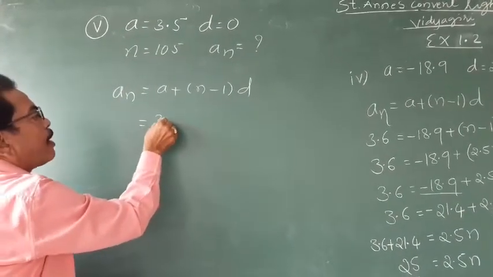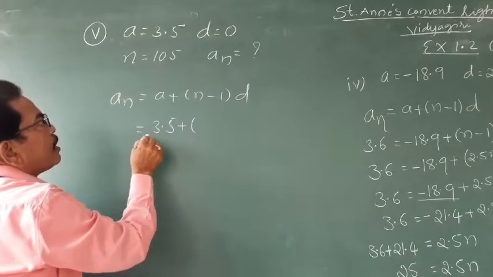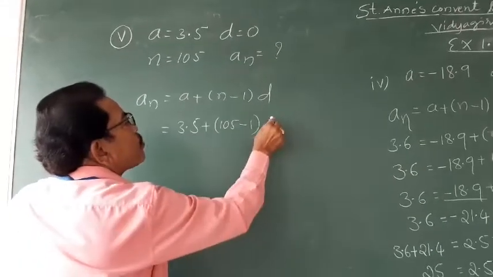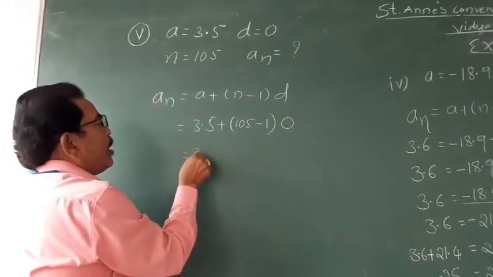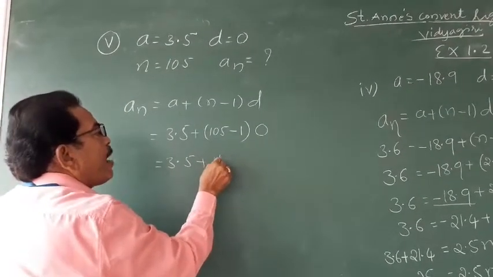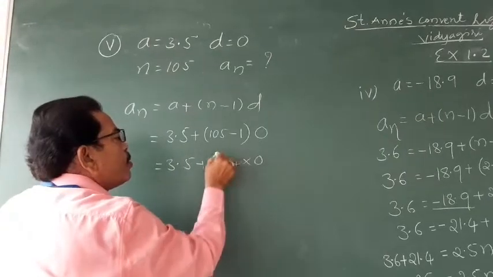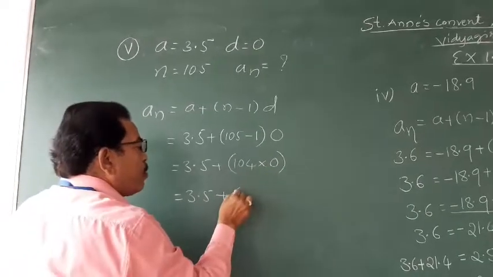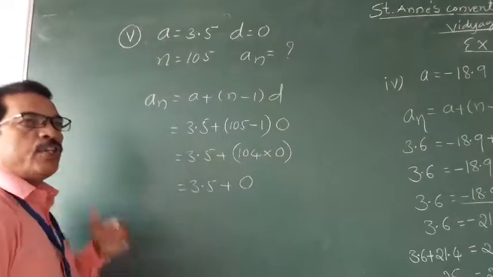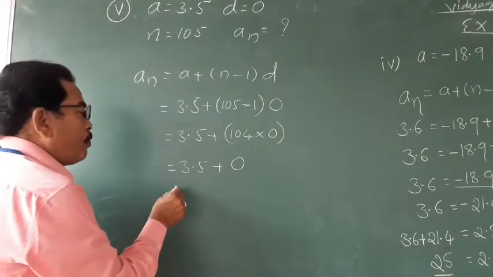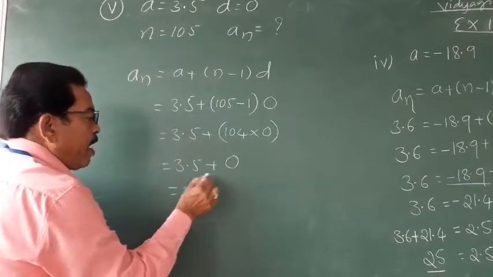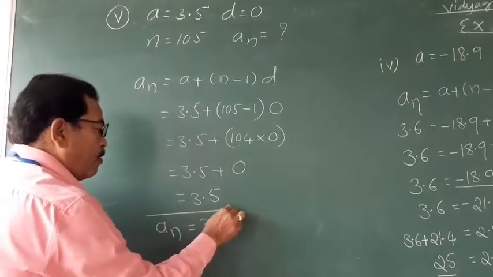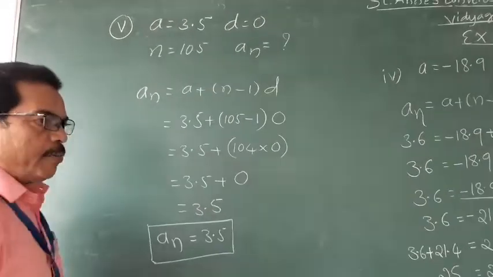a equals 3.5 plus n equals 105 minus 1, then d equals 0. 3.5 plus 105 minus 1, 104, into 0. 3.5 plus 104 into 0 is 0, because anything multiplied by 0 is 0. 3.5 plus 0 equals 3.5. Therefore, a equals 3.5. The value of a equals 3.5.